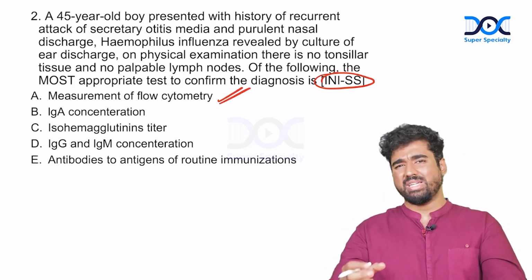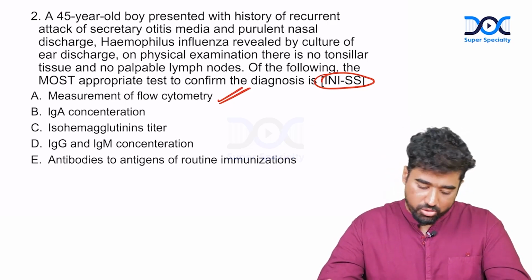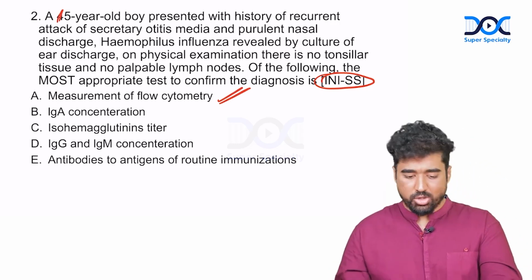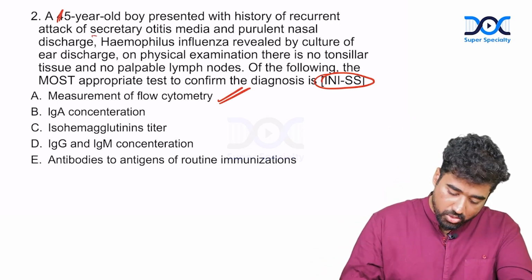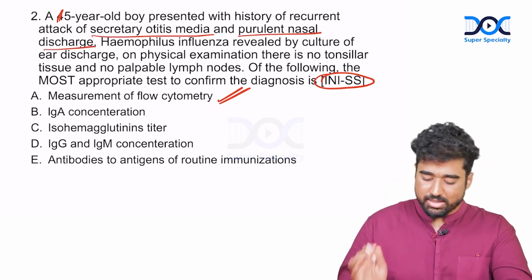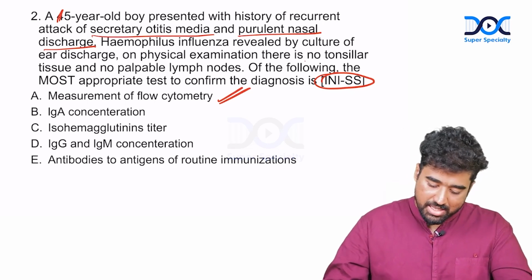This is in fact quite a twisted question with 2 or more options you can get confused upon. So forgive me for the typo here. It's a 5-year-old boy presenting with a history of recurrent attacks of secretory otitis media or serous otitis media along with purulent nasal discharge, and it was revealed that Haemophilus influenzae is growing in the ear discharge.